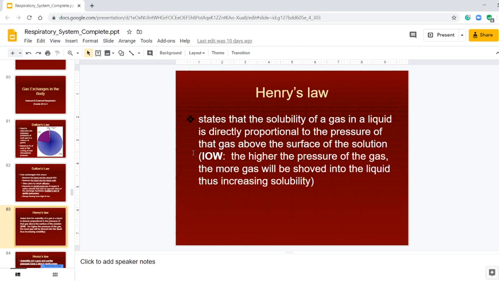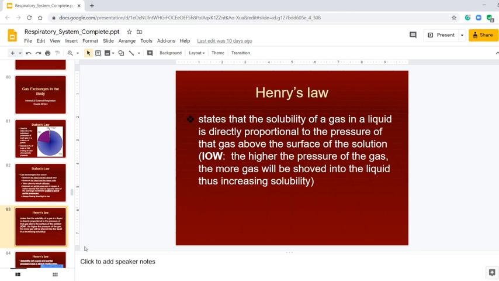Does that make sense? So, how soluble the gas is in a liquid. How we get the gas in a liquid is that we have to increase the pressure at the surface of the solution. So we jack up the pressure in the space above the water, and the higher the pressure, the more of that gas that will get driven into the solution. That's Henry's law. Does that make sense?